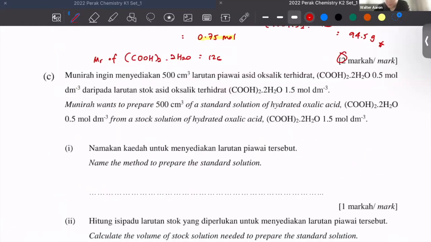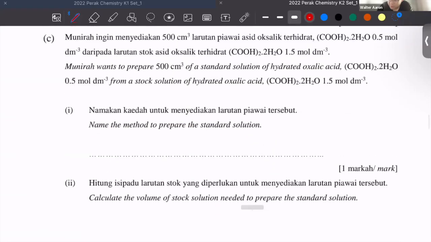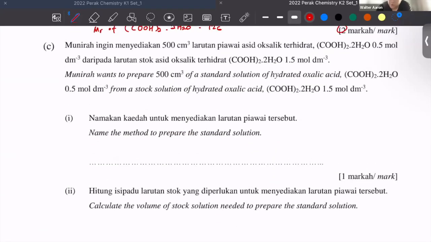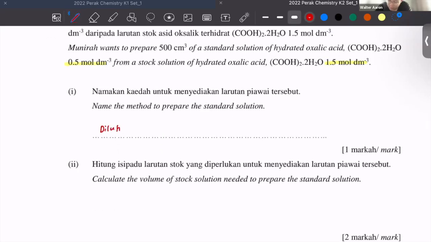Okay, next C. Munira wants to prepare 500 cm³ of a standard solution of hydrated oxalic acid. So she wants to make a 0.5 mole solution from the previous one that we had. The previous one meaning here, this one that we created. So name the method to prepare the standard solution. So we are trying to make this concentration to this one, right? From 1.5 to 0.5. So therefore, we're trying to dilute the solution. So it's called dilution method. Okay, you get 1 mark from here.